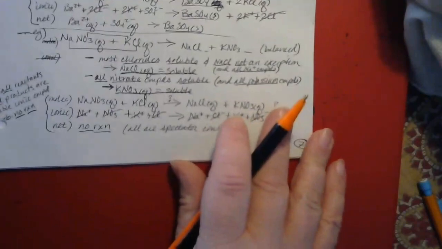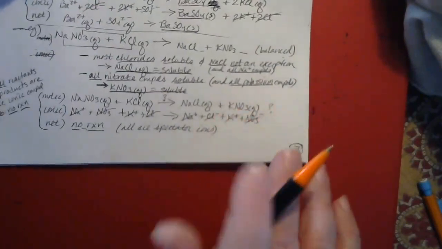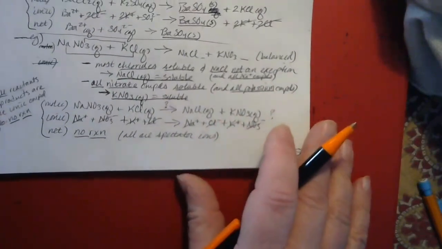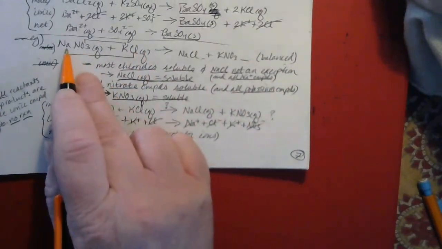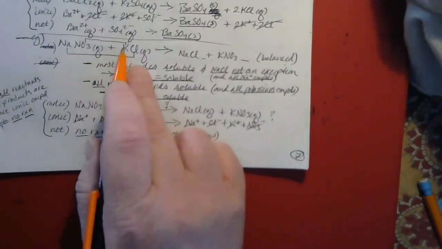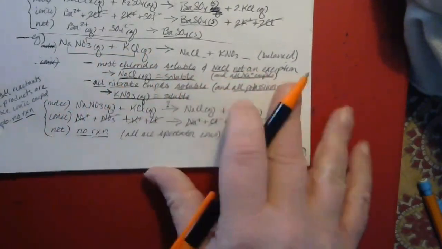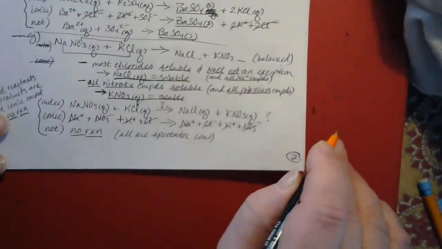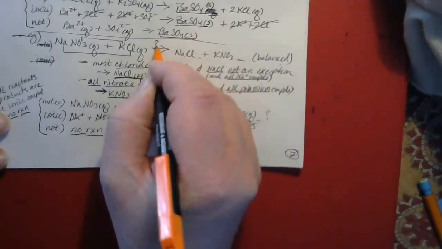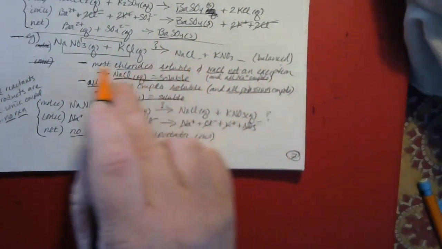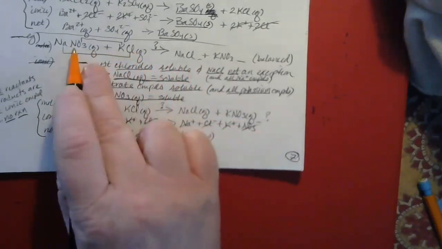And an example of when you don't have a reaction would be what happens if you try mixing sodium nitrate and potassium chloride in water. The potential products would be sodium chloride and potassium nitrate.